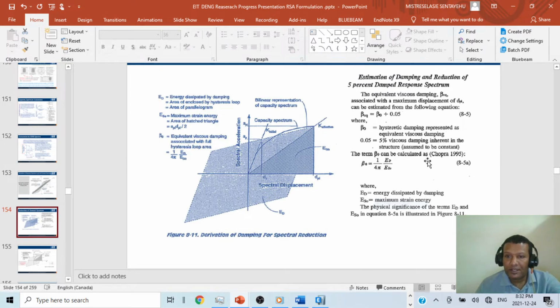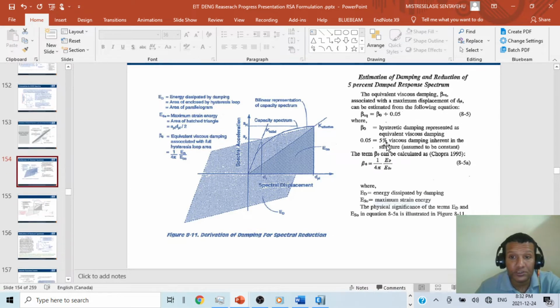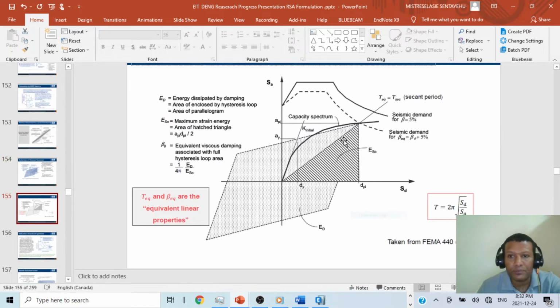So the term B0 can be calculated as in Chopra 1995 as well as 2012. ED means energy dissipated by damping, and ESO means maximum strain energy. The physical significance of the terms ED and ESO in equation 8.5a is illustrated in figure 8.11. If you are interested, you can go through it, but this is a basic idea we have to know, how we reduce it. That's why I brought it here.